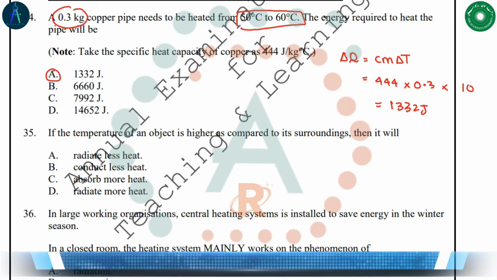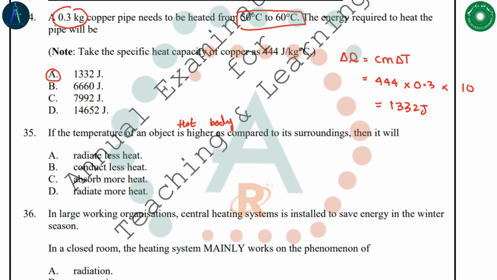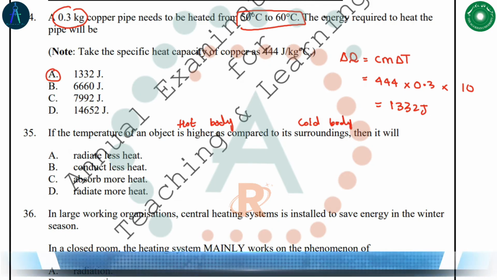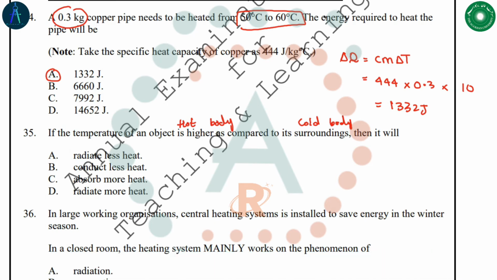If the temperature of an object is higher as compared to its surrounding, this means that it is a hot body and the surrounding is a cold body. According to the law of heat transfer, the heat always travels from a hot body to a cold body. So the hot body will radiate more heat and the cold body will absorb more heat. So option D in that case is the right answer.